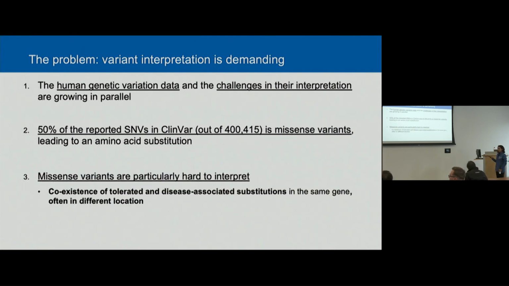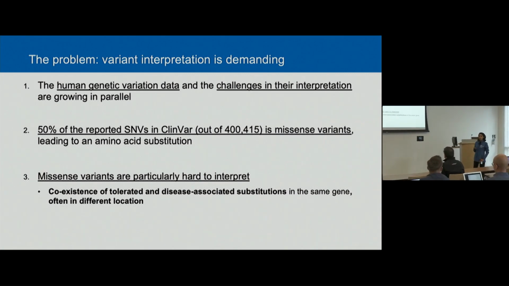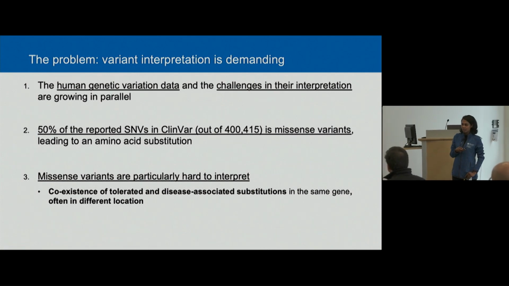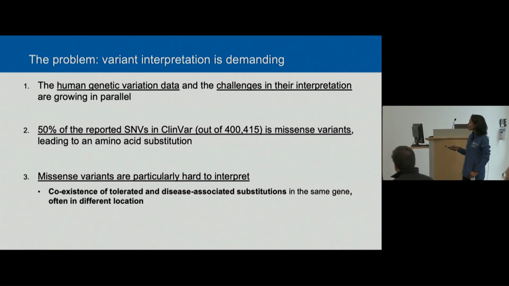Now, the third dimension in our problem is that missense variants are particularly hard to interpret. That is, it's particularly hard to tell if a variant will be benign or pathogenic, because almost every disease-associated gene has both types of variants. Some amino acid changes are benign, some amino acid changes are pathogenic. So we never know.